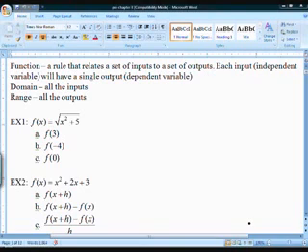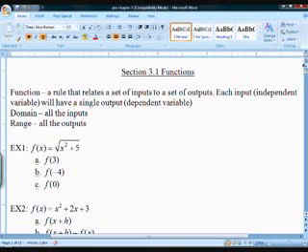Okay, section 3.1, functions. A lot of what you're going to see in today's lesson is stuff that you've already seen in previous lessons. Should be pretty easy for you. It says a function is a rule that relates a set of inputs to a set of outputs.